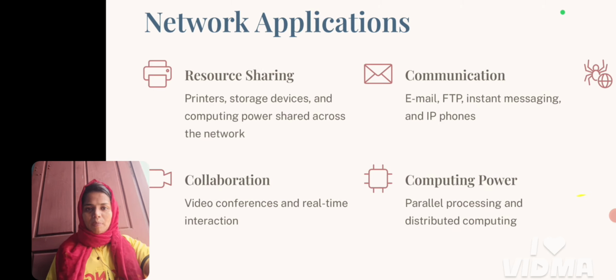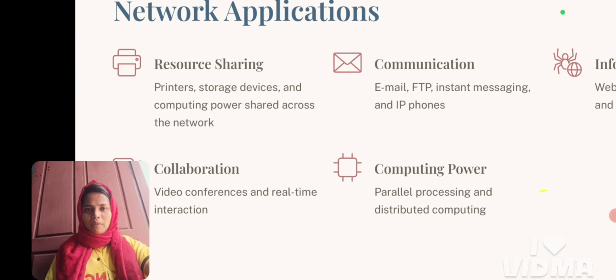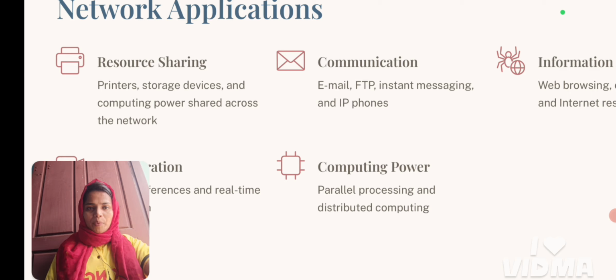Then collaboration. Collaboration means video conferences and real time interactions. I am telling about computer networks only. Without networking, we can't access anything in YouTube or anything. So, video conferences and real time interactions are all available only with the help of network applications, that means computer networks. Then computing power. Computing power means parallel processing and distributed computing. Distributed computing means we are connecting more than one device in one aspect.